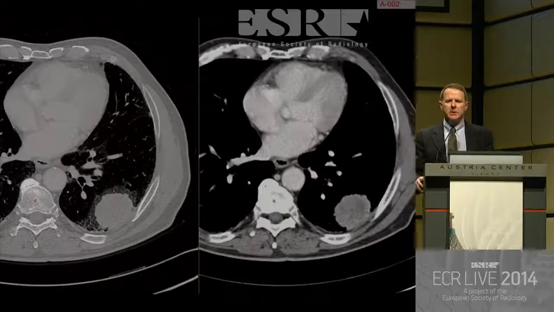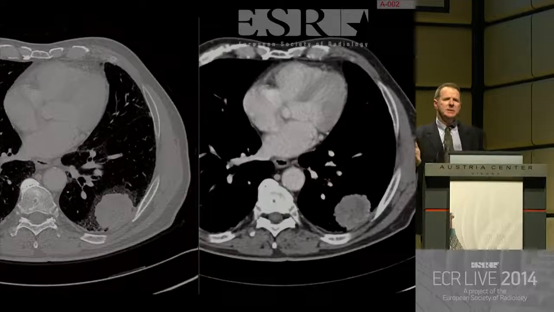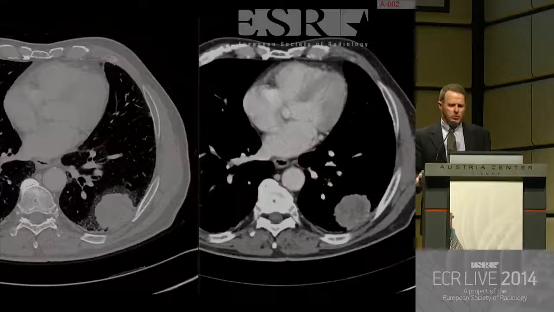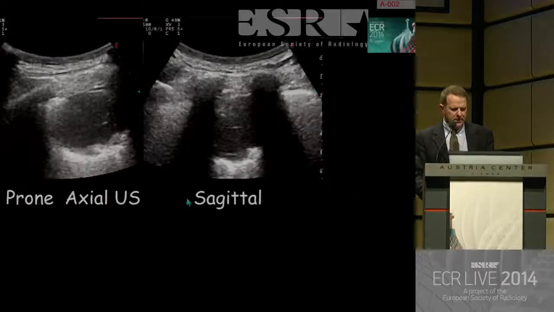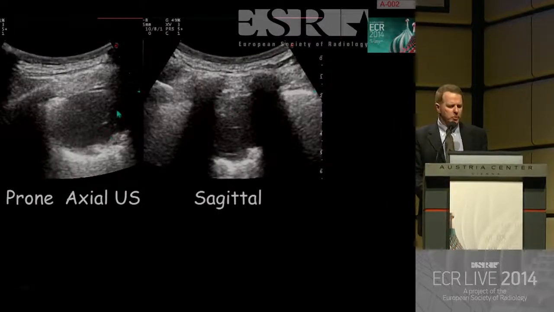And this is a case that we did this week. Okay, this is an old man, with this lesion touching the pleura, abutting the pleura. It was scheduled for CT. But the CT schedule was busy. We already had 6 biopsies that day. So I said, bring him over to ultrasound. And this is the lesion. You do a prone, axial, and sagittal view.